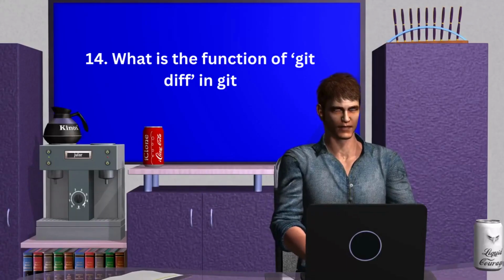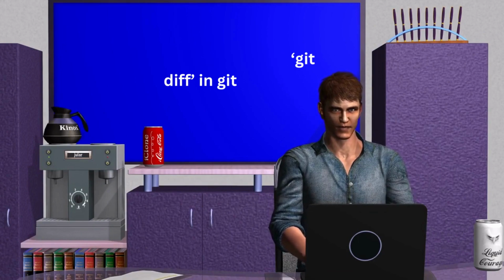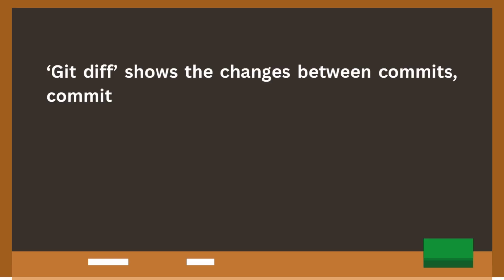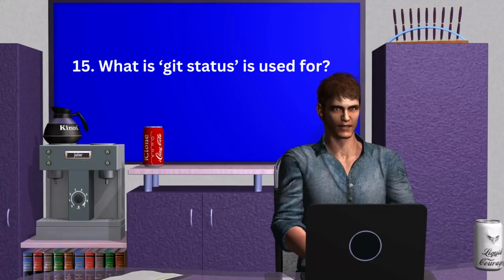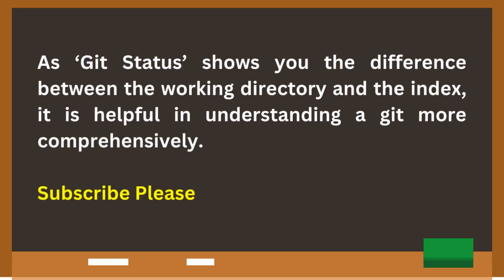14. What is the function of git diff in Git? Git diff shows the changes between commits, commit and working tree, etc. 15. What is git status used for? Git status shows you the difference between the working directory and the index. It is helpful in understanding Git more comprehensively.